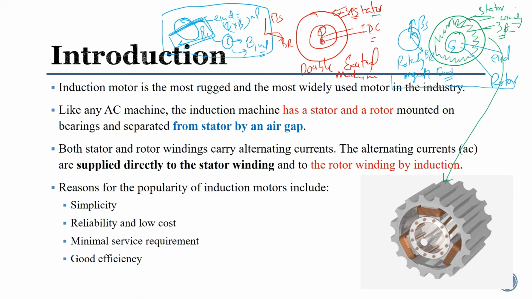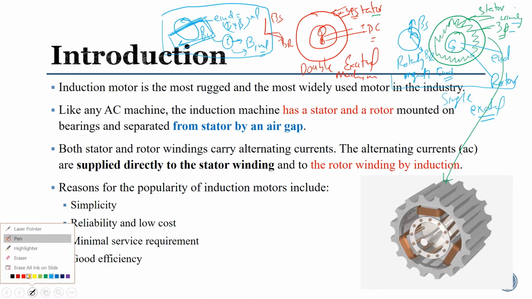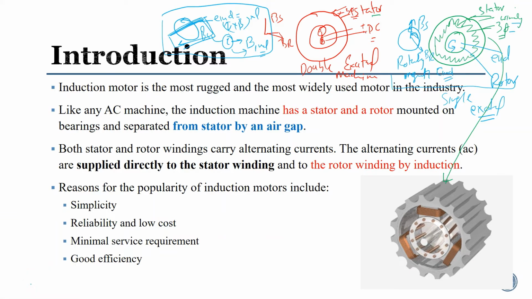Here we have only one excitation. This is called a single excitation machine. So what are the advantages? If we are using a synchronous generator, we need a separate DC power supply. We don't need any DC power supply here. If you remember, we also needed the slip rings or brushes. We don't need anything here.